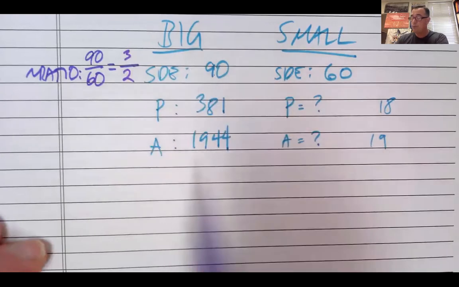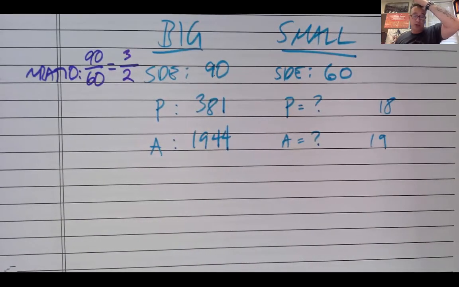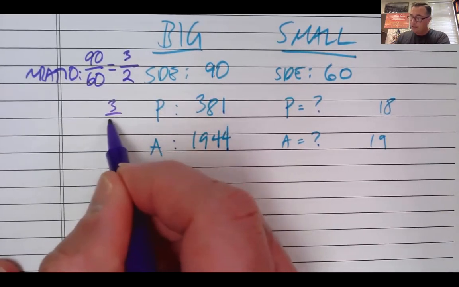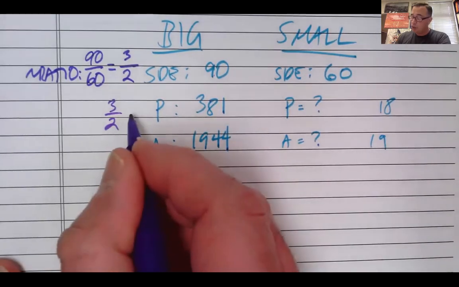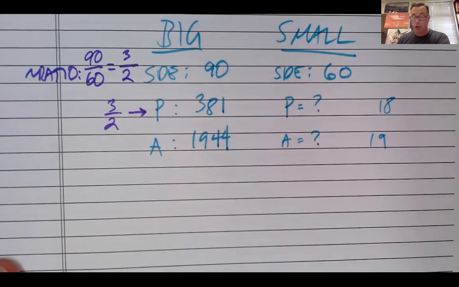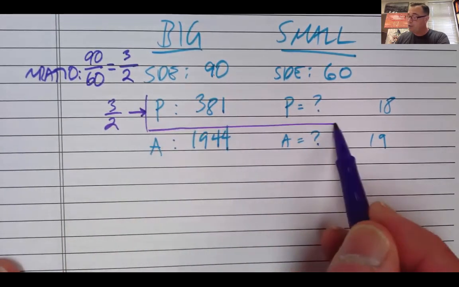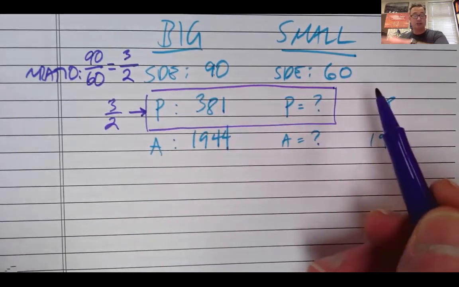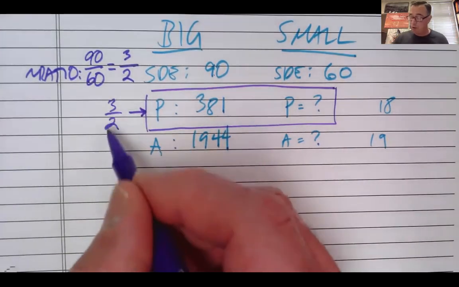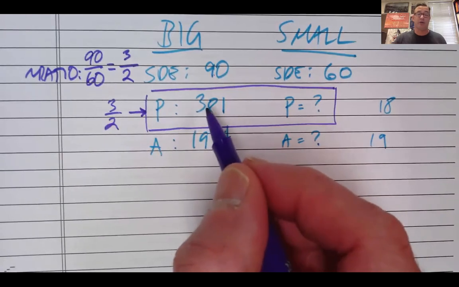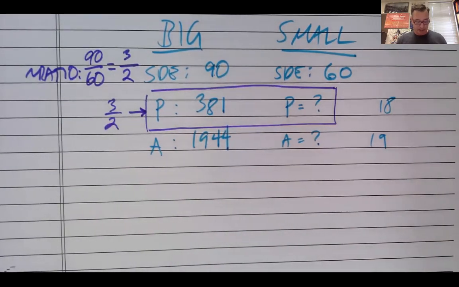Okay, so right now, we know that we're going to be using the ratio 3 over 2 to compare things. 3 over 2 is the ratio of side to side. It is also going to be the ratio that we use when we talk about perimeters. So when I compare these two perimeters, because it's just more sides put together, 3 over 2 is going to be compared to 381 over something. We'll do that in just a second.